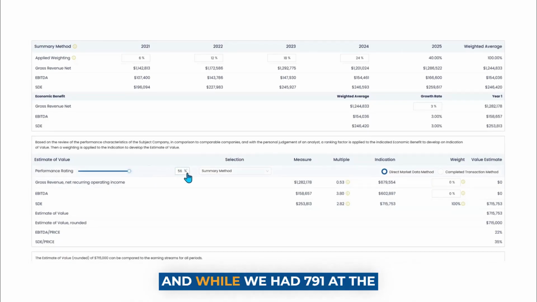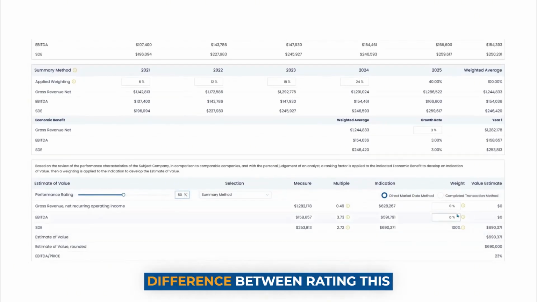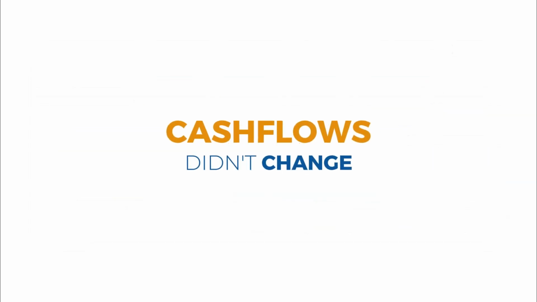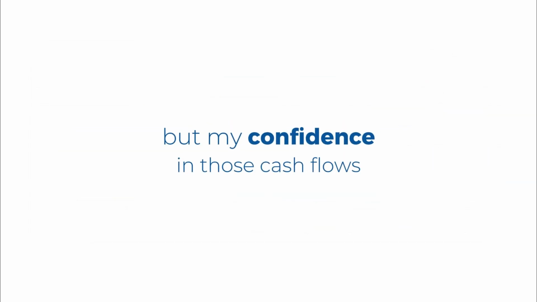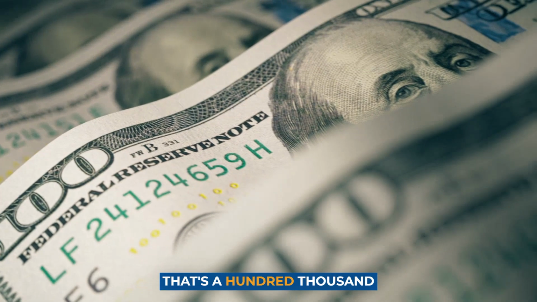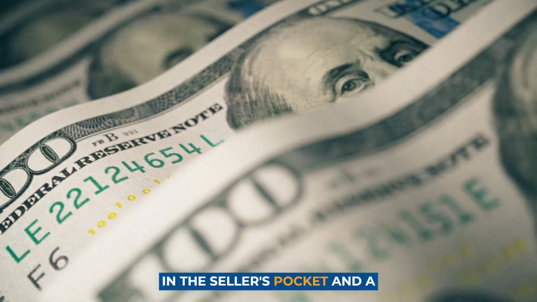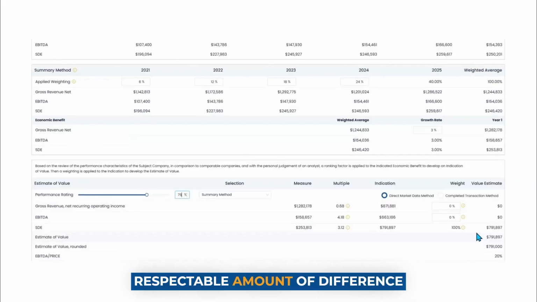Now, the big question though is, why did I rate this at the 75th percentile instead of the 50th percentile? While we had 791 at the 75th percentile, we have 690, a $100,000 difference between rating this business as an average business or rating this business as a higher performing business. Cash flows didn't change, but my confidence in those cash flows does change. That's $100,000 of gross proceeds in the seller's pocket and a respectable amount of difference in the broker's project, right?